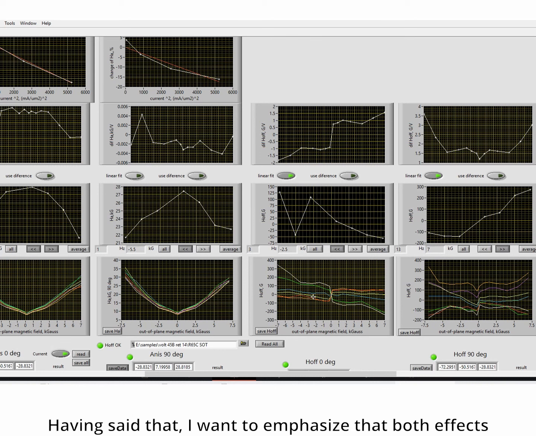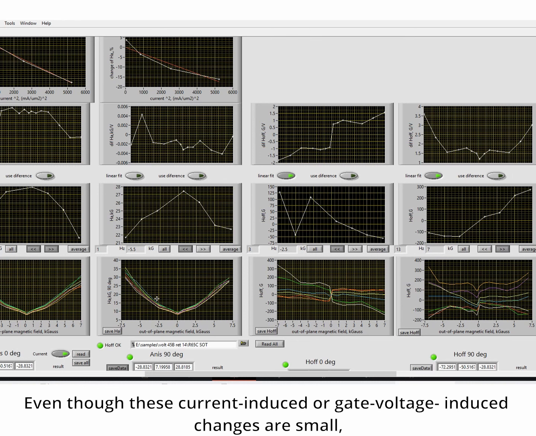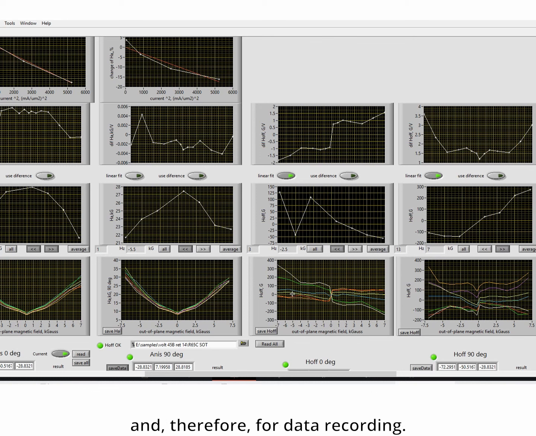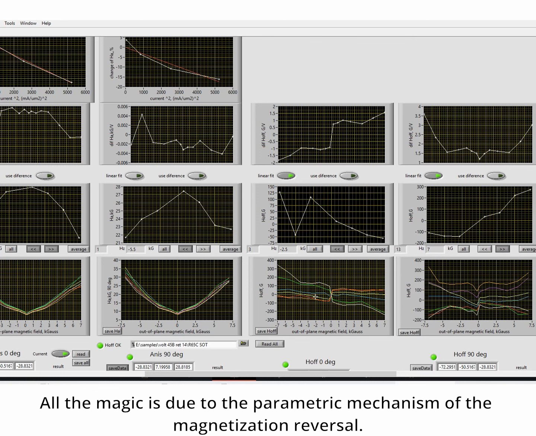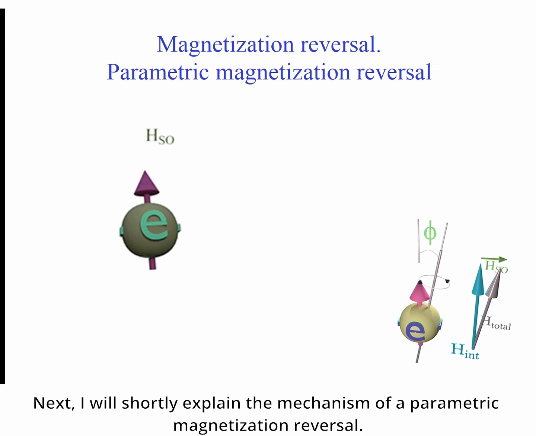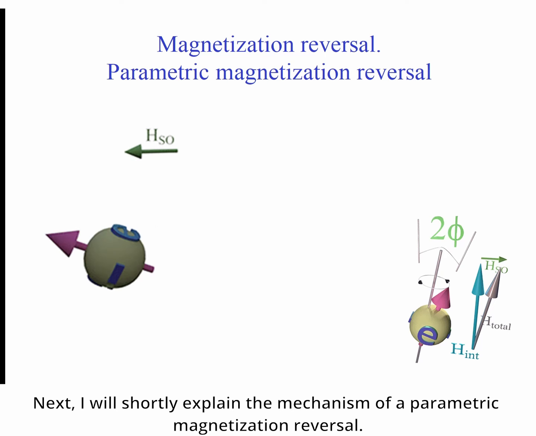Having said that, I want to emphasize that these effects can be used for effective magnetization reversal. Even though these current-induced and gate voltage-induced changes are small, they can be used in the resonance type of magnetization reversal and therefore for data recording. All the magic is due to the parametric mechanism of magnetization reversal. Next, I will shortly explain the mechanism of parametric magnetization reversal.